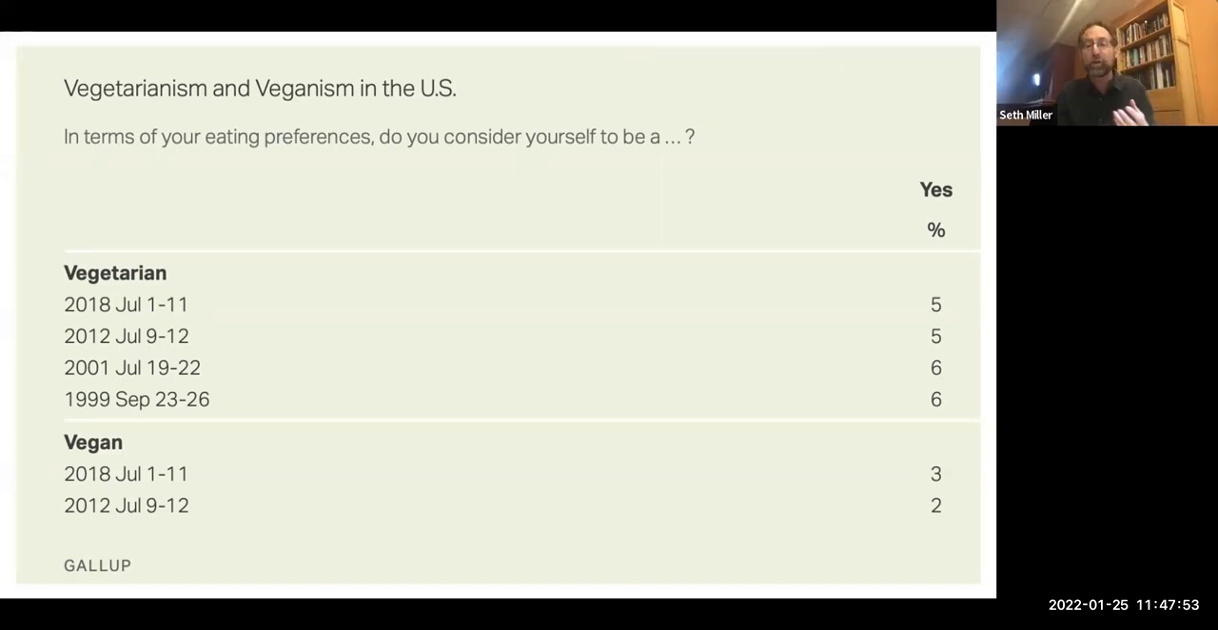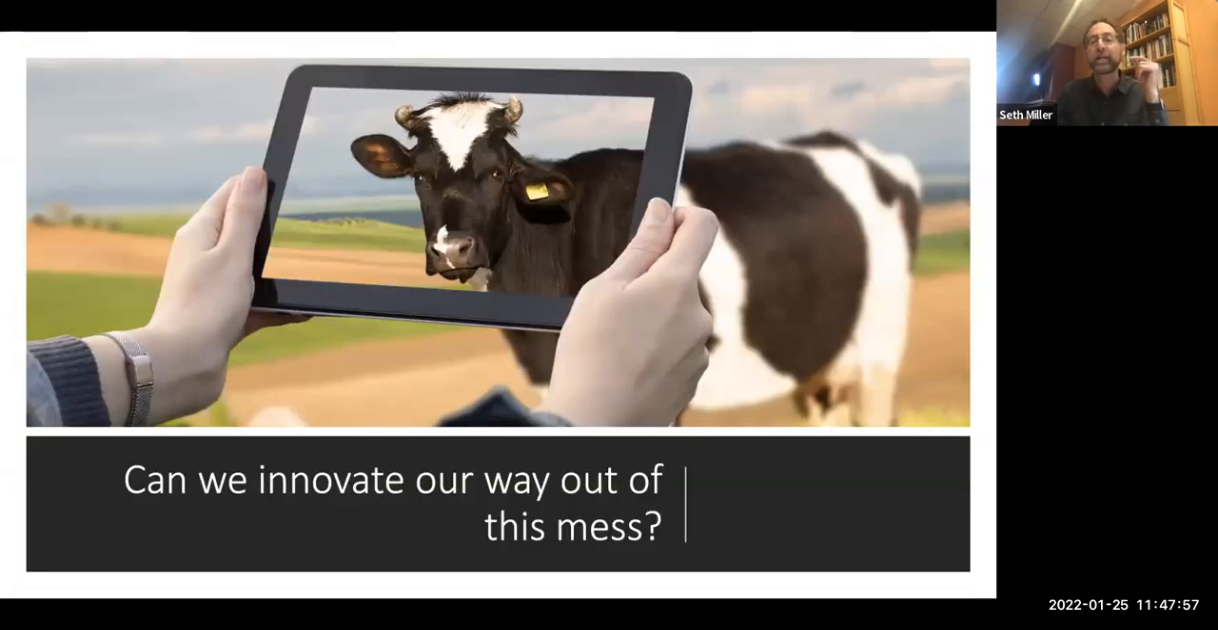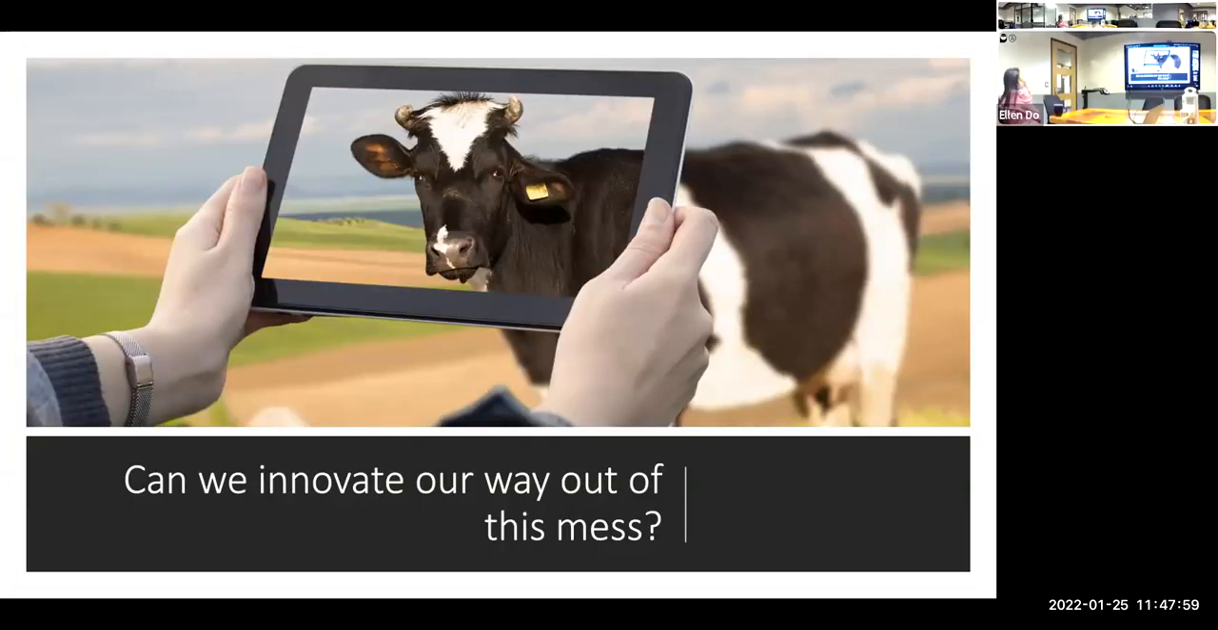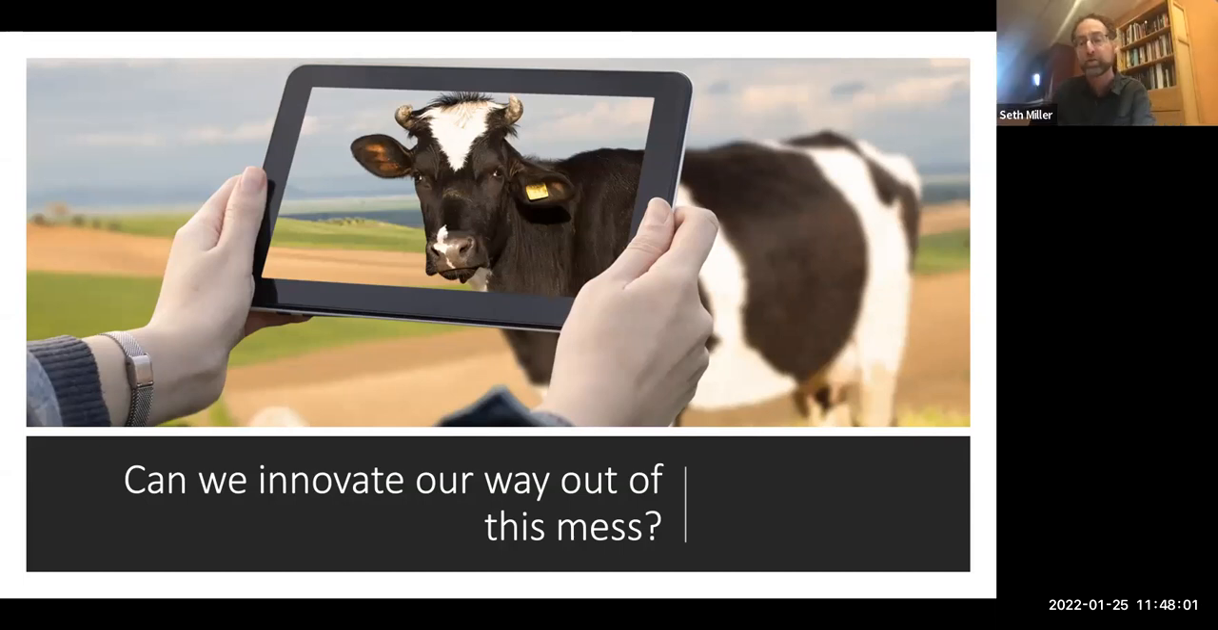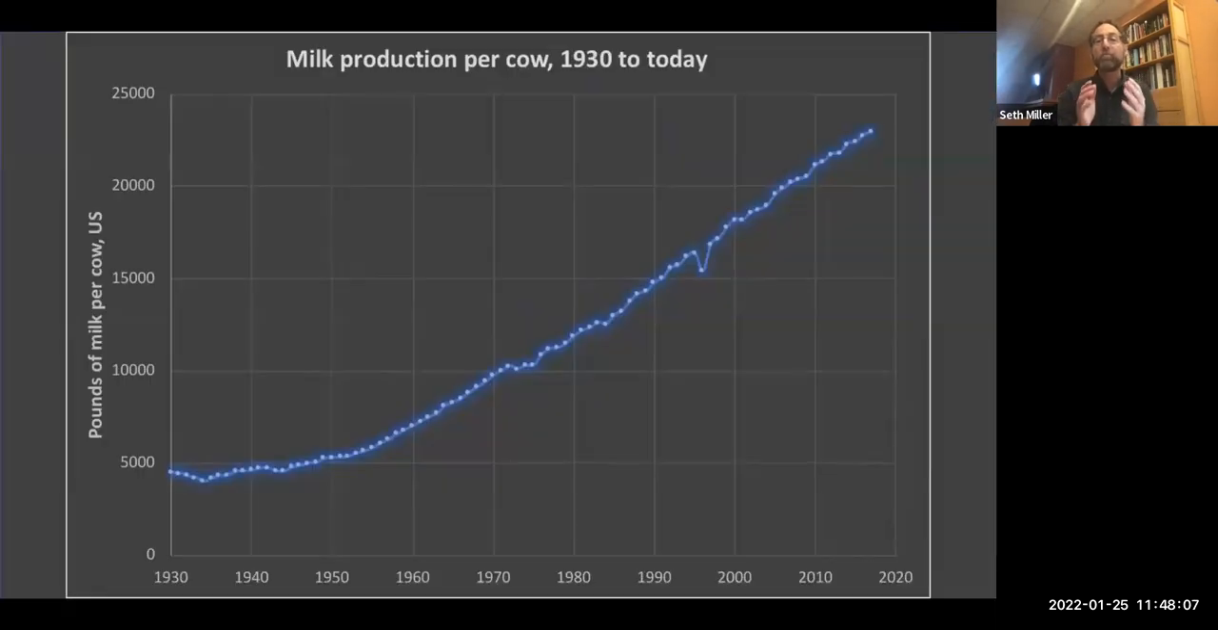And so the natural question to ask is, can innovation be applied to cows, right? Is it possible to innovate our way out of this mess? Now, of course, innovation exists in farms already, right? People have been making cows better primarily through breeding for generations.